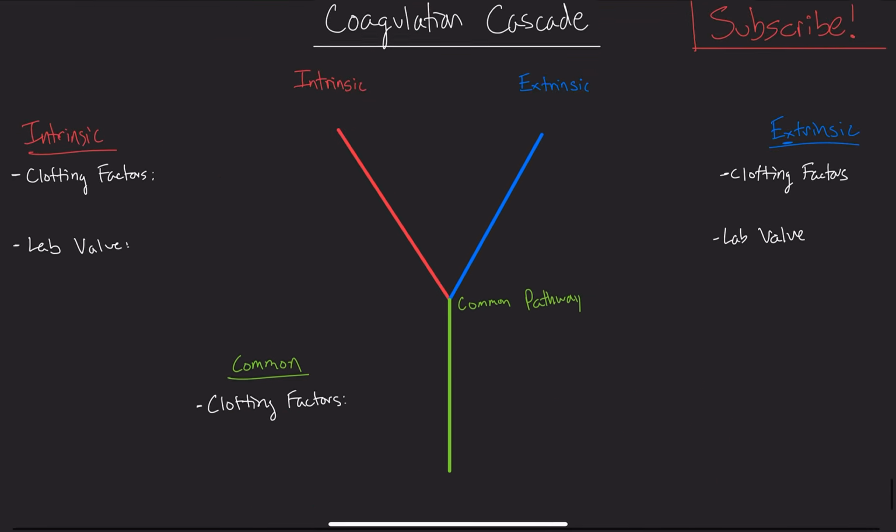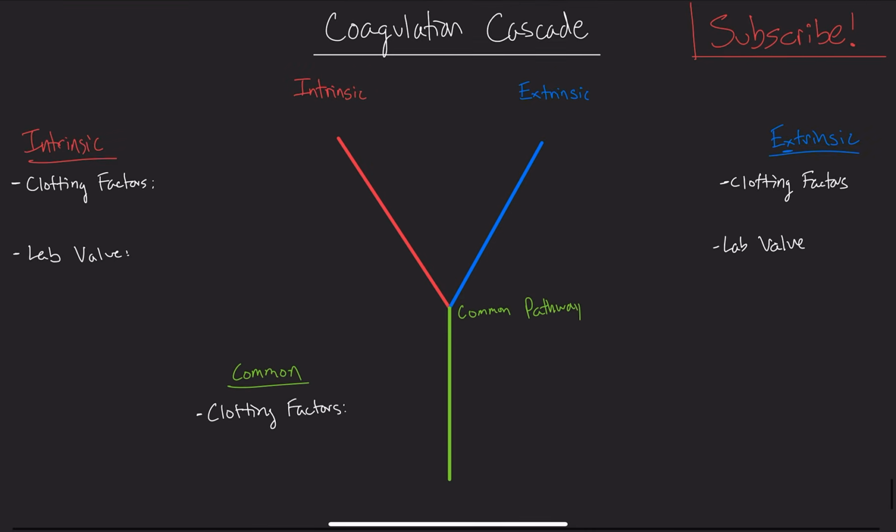Alright, we'll start with the intrinsic pathway. So you have intrinsic and extrinsic, and they will eventually merge to form a common pathway, and that's how you'll end up forming your clot. But in order to initiate these pathways, whether it's intrinsic or extrinsic, they have to be activated by something. So with intrinsic, contact activation is how you'll initiate the intrinsic pathway.